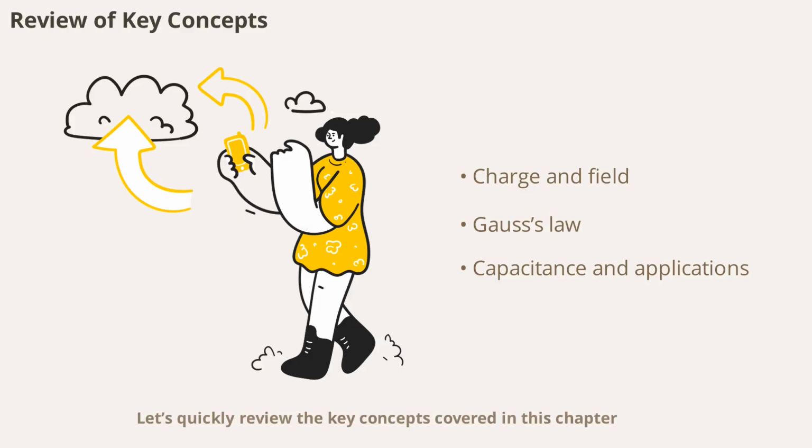Let's quickly review the key concepts covered in this chapter. We explored the nature of electric charge, Coulomb's law, electric fields, Gauss's law, potential, capacitance, and practical applications. Each concept builds on the previous, creating a comprehensive understanding of electrostatics. Mastery of these ideas is essential for further study in physics and engineering.